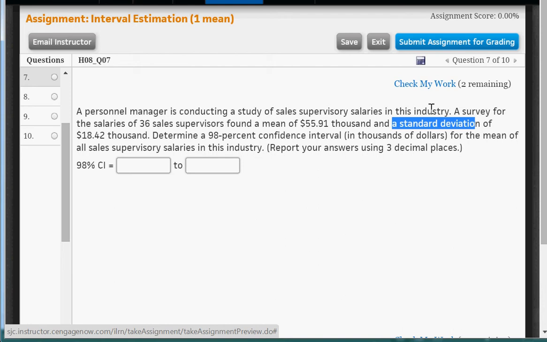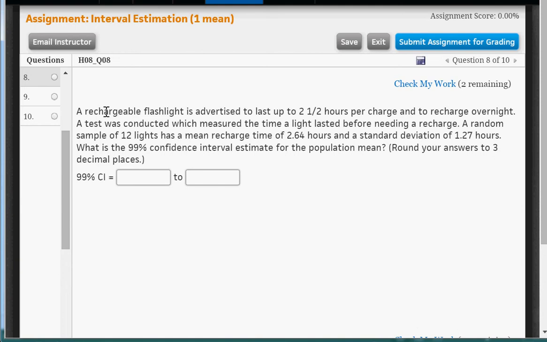Sample. It's a sample standard deviation. So this is not a sigma known problem. Sigma unknown problem.